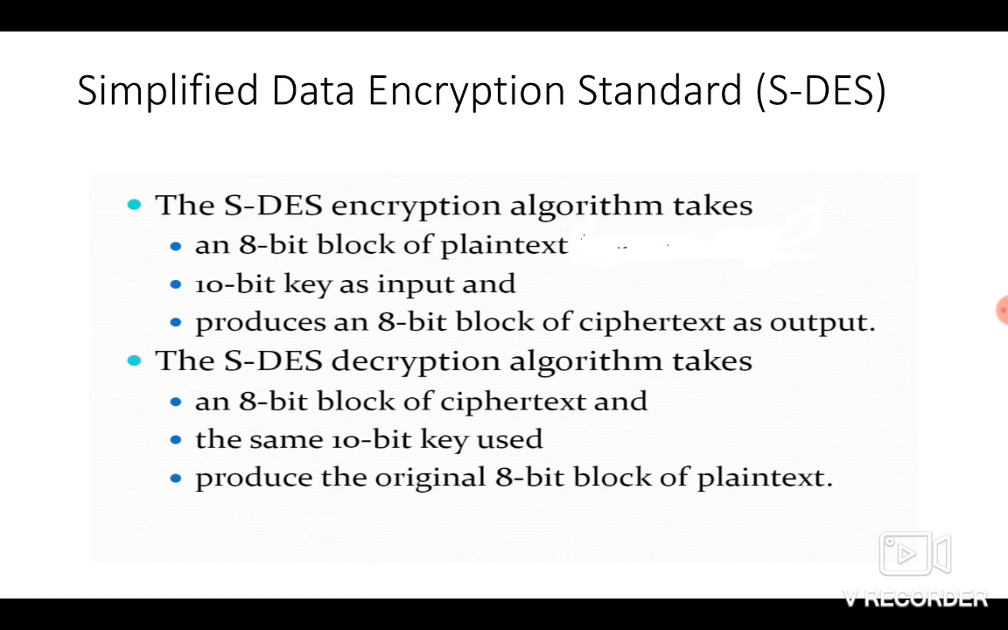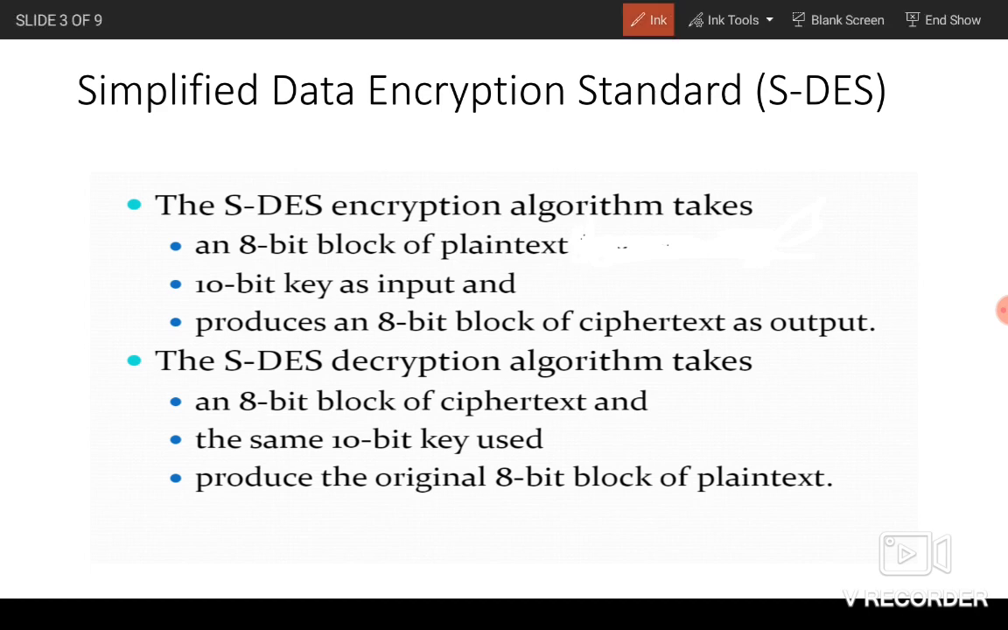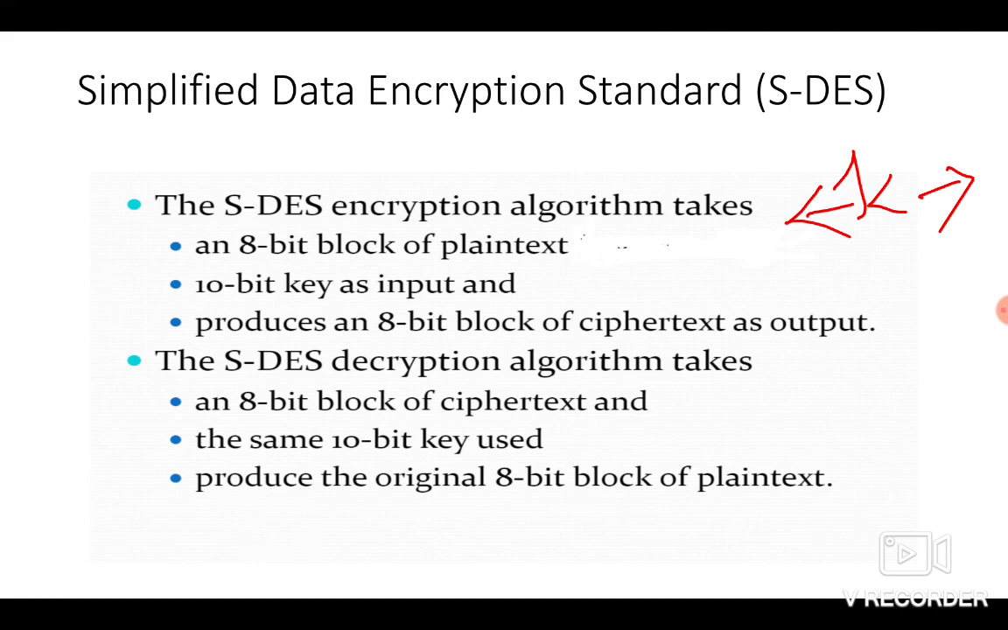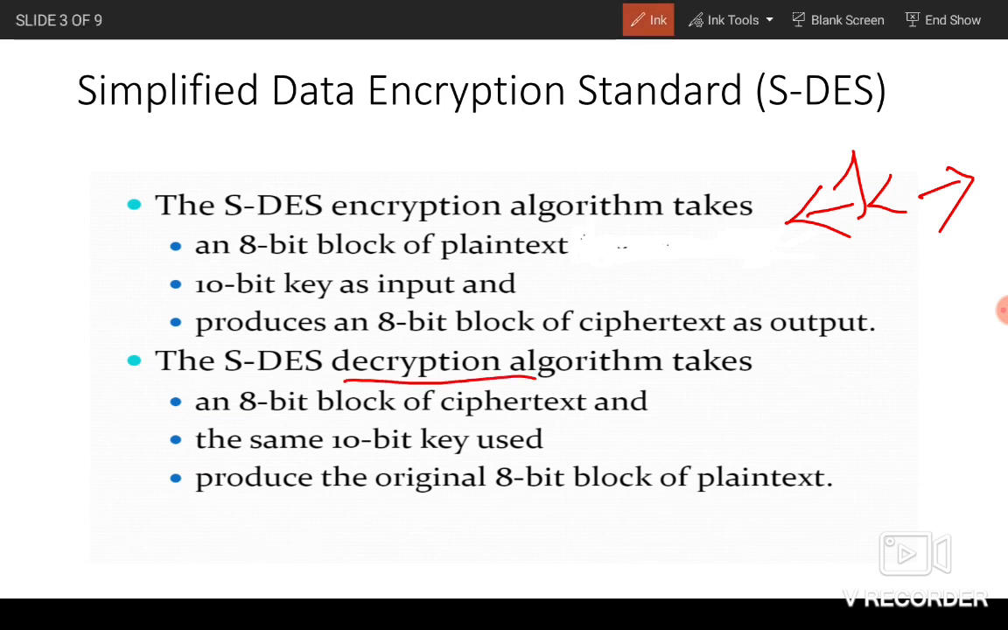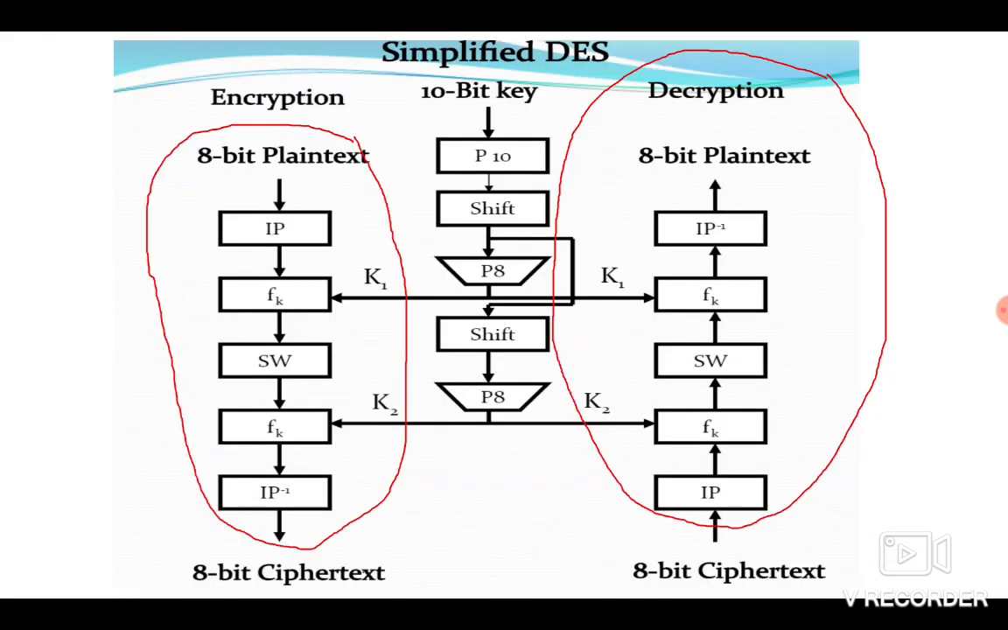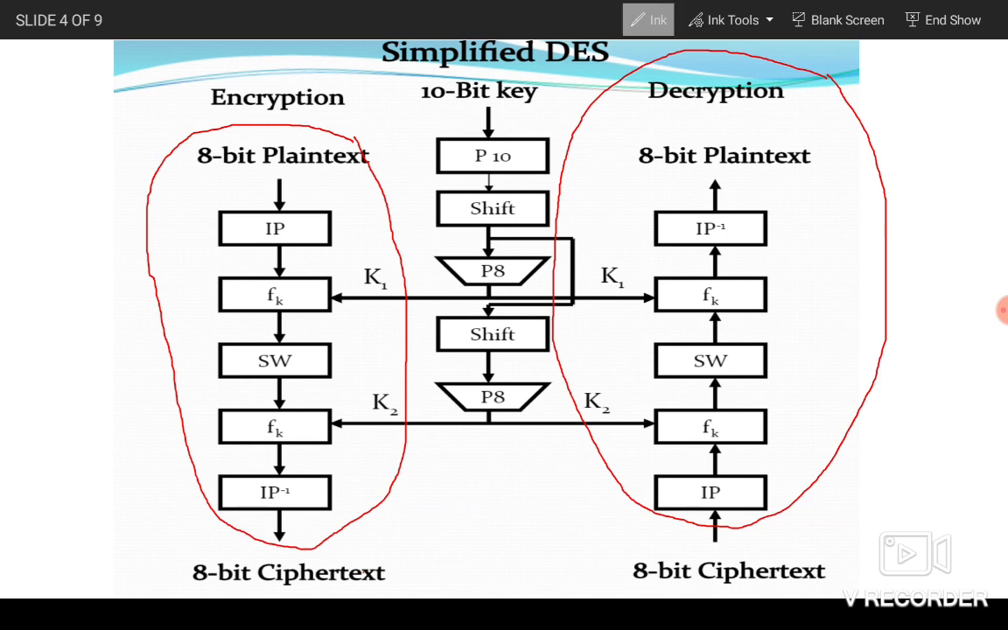So this is also an example of symmetric encryption, that is, the same key is used for both the encryption and the decryption. And for the decryption, again the 8-bit ciphertext block is given as the input and the same 10-bit key is used, and after decryption it produces the 8-bit block of plain text. So this is the overall structure of simplified DES.